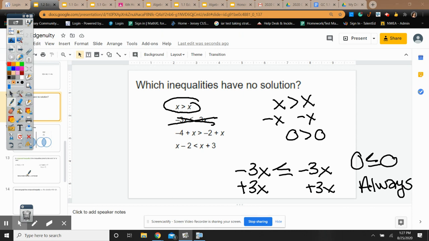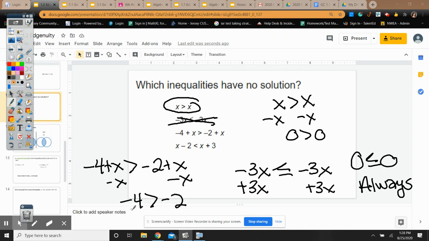How about this guy? Get your x's together. If you subtract your x's, you get negative 4 is bigger than negative 2. How do you feel about that? Is negative 4 bigger than negative 2? No, that's a big fat lie. That is not true. So that is no solution, which is what I'm looking for. That has no solution.